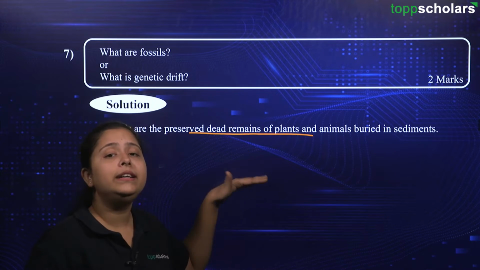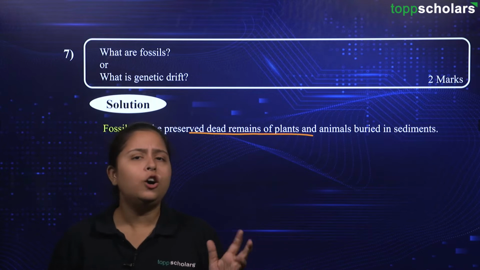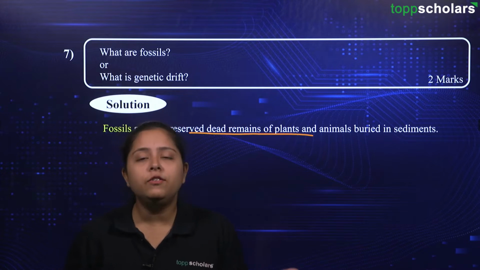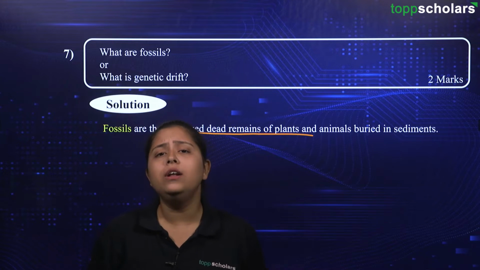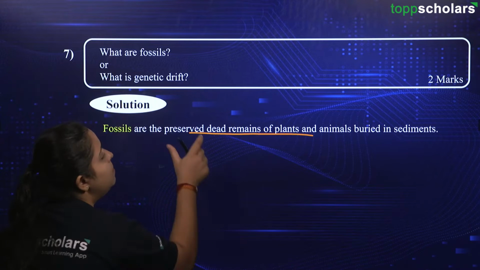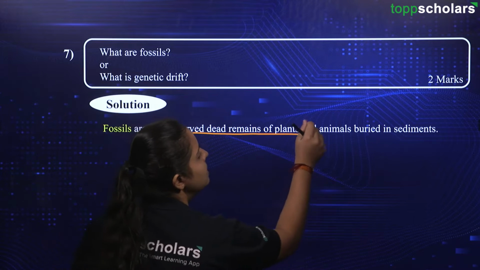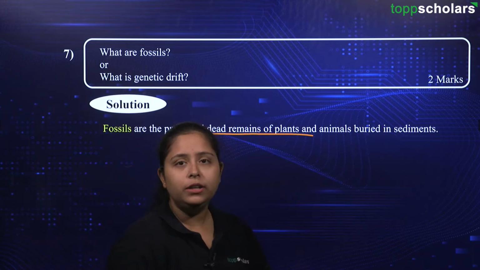Okay. Now, there are different kinds of these fossils. We can have cast, we can have the bone structure, or we can have teeth structure. You might have heard that we are now discovering the eggs of dinosaurs. Those are all things called as fossils. Okay. So, these fossils are the preserved dead remains of the plants and animals buried in the sediments. Sediments, we are talking about the ground layer.